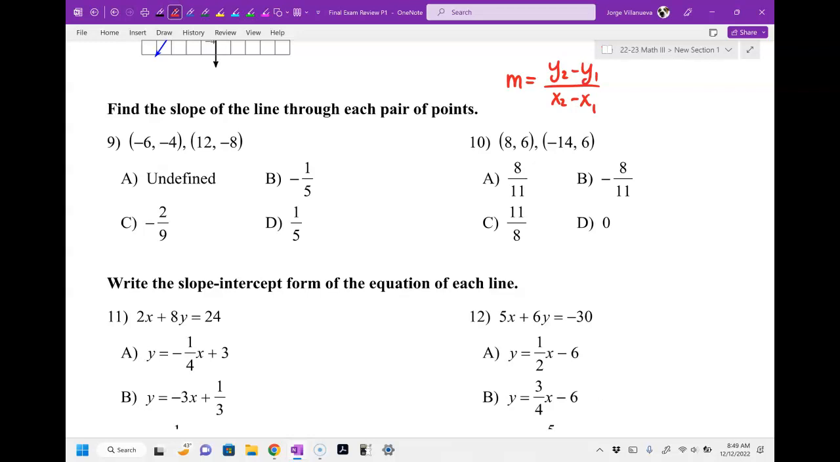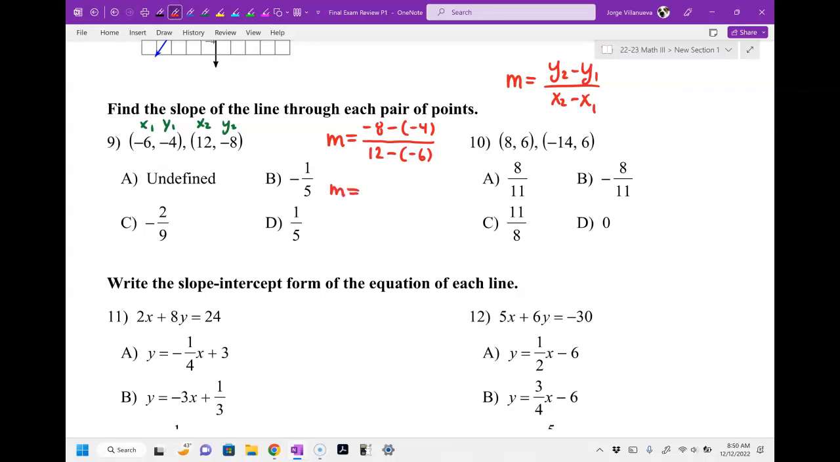So remember, this is my x1, y1, x2, y2. So my formula, y2 is negative 8 minus y1 is a negative 4. Notice how I put a minus and then a negative in a parenthesis because I got to make sure my numbers match up to what they're supposed to be. And then my x2 is 12 minus my x1 is a negative 6. Again, I use parentheses to make sure that I don't mess up on the symbols.